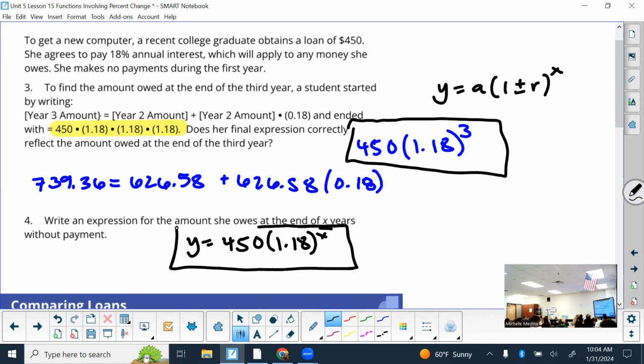So this can solve for any amount of years. 2.5 years, 100 years, 10 years, whatever it wants X to be, it varies. That's why we're using a variable. Everything else stays the same. Initial amount stays the same, the rate it's changing stays the same, it's still growth. And there's no payments involved. That's why it's staying. So good, any questions?